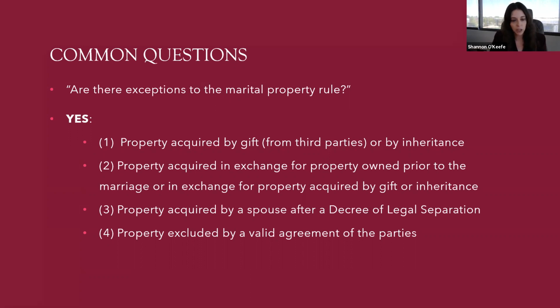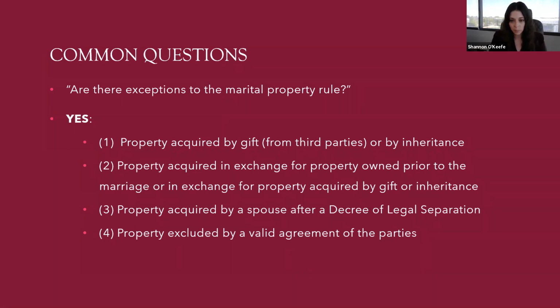The third exception here is property acquired by a spouse after a decree of legal separation. If a court actually issues an official decree of legal separation and you go out and purchase a gold coin afterward, that gold coin will still be your separate property, even if your spouse later asks the court to convert the decree of legal separation to a decree of divorce.